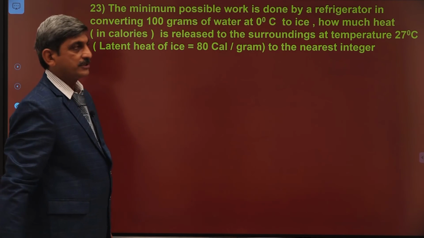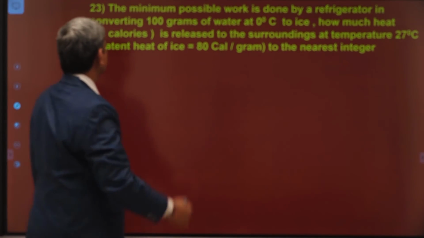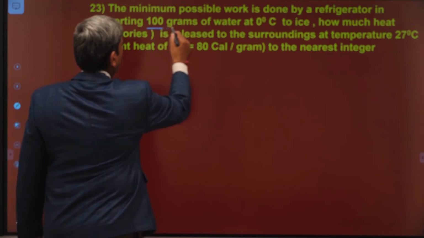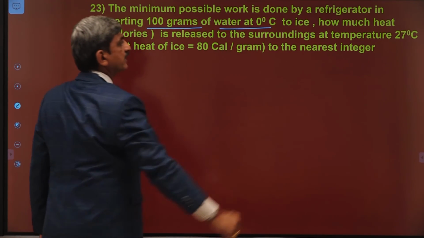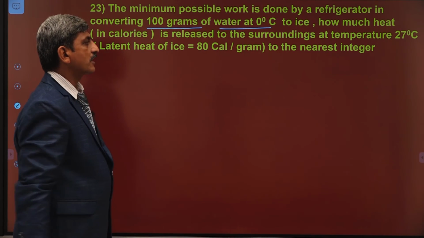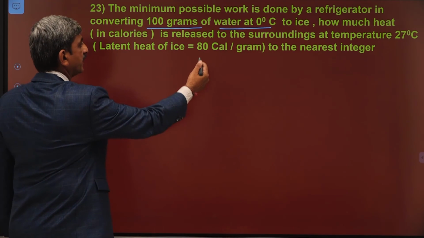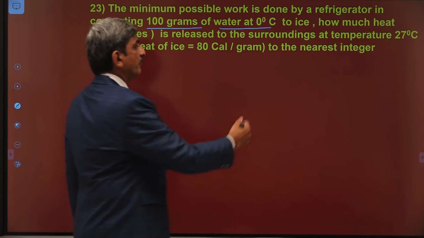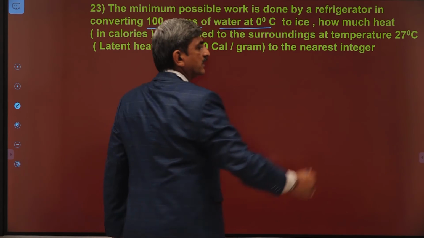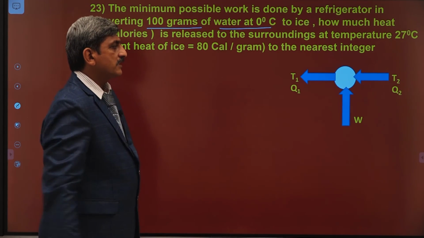Now see the next question. The minimum possible work is done by a refrigerator in converting 100 grams of water at 0 degrees centigrade to ice. How much heat in calories is released to the surroundings at temperature 27 degrees centigrade? Here latent heat of ice is given and we have to measure the value to the nearest integer. So let us see the screen.